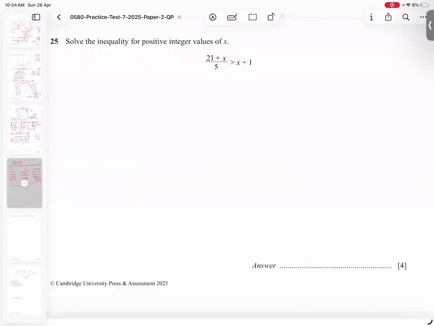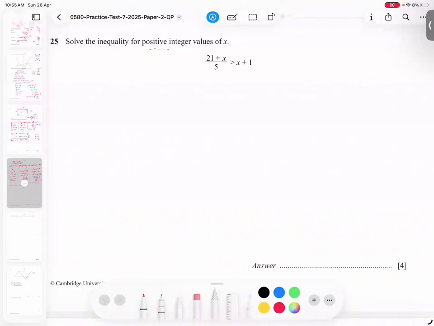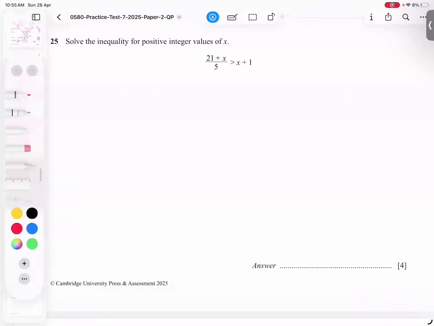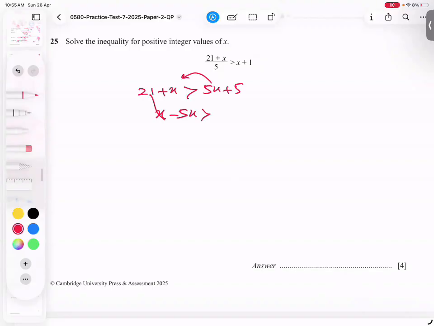Question number 25, students, we have to find positive integers. Let's try to do it. First of all, how to find positive integers? First of all, 5 will multiply there. So we are getting 21 plus x and 5x plus 5. I'll bring 5x this side, so x minus 5x, and 21 will go on the other side. 5 minus 21. I'm getting negative 4x and here negative 16.